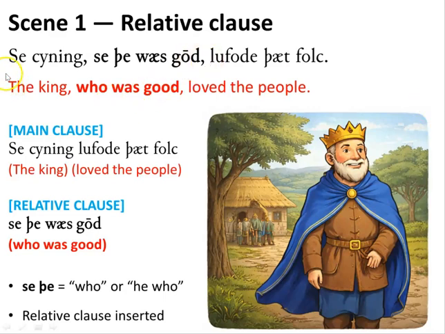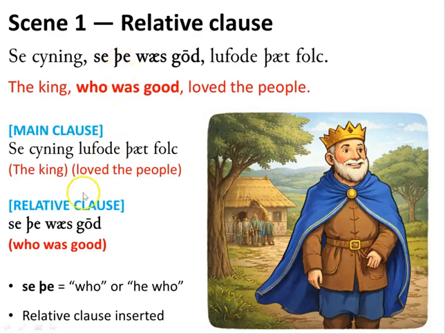All right, so Se cyning, þe wæs gōd, lufode þæt folc. The king who was good loved the people. See how the clause has been inserted there, who was good, a bit of extra information. That's what clauses do, you can insert them into a sentence to provide a bit more information. So the main clause is Se cyning lufode þæt folc. This is called a relative clause.